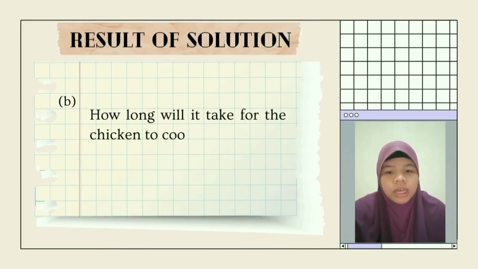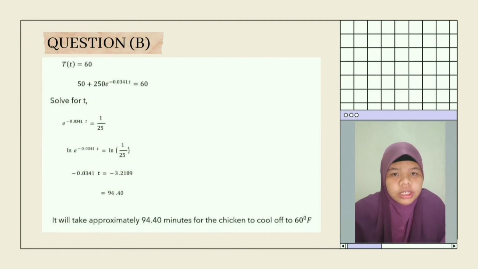Next, question B. How long will it take for the chicken to cool off to 60? Then we substitute the value given in the equation. So we will get 50 plus 250 e power of negative 0.0341 T equals 60. Then we solve for T. e power of negative 0.0341 T equals 1/25. Then we put ln on both sides.